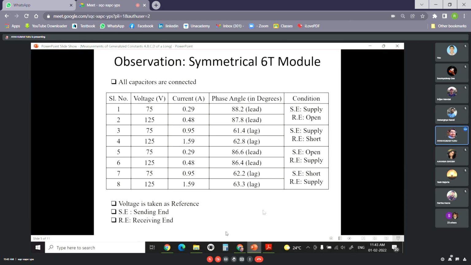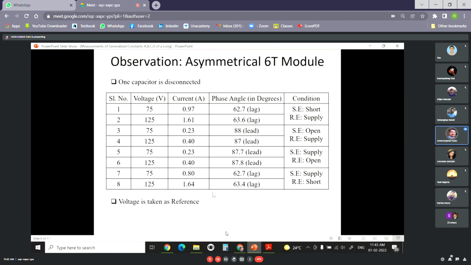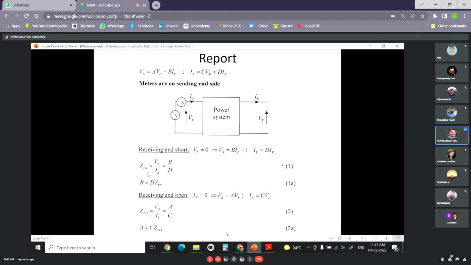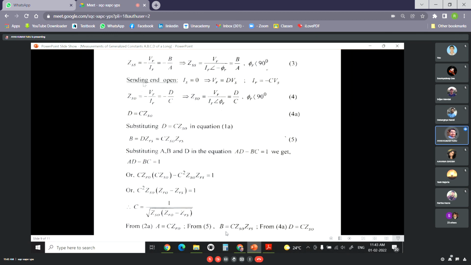Both symmetrical and asymmetrical, all the impedances you have to calculate. For 75 volts and 125 volts, you have to find out the mean value of them, and you have to find out ZRS, ZRO, ZSS, and ZSO, and the C parameter, A parameter, B parameter, and D parameter for both the symmetrical and asymmetrical case.